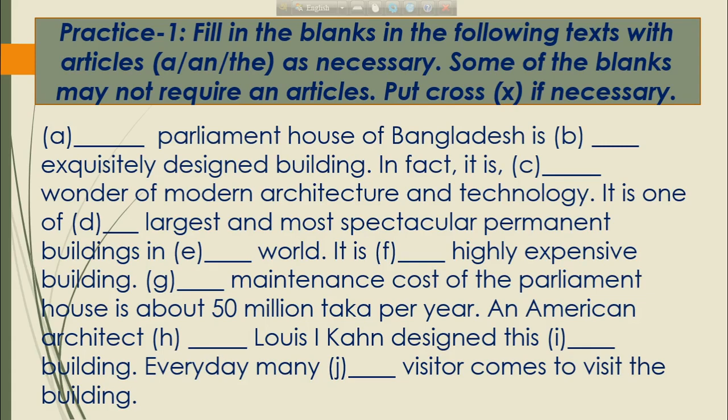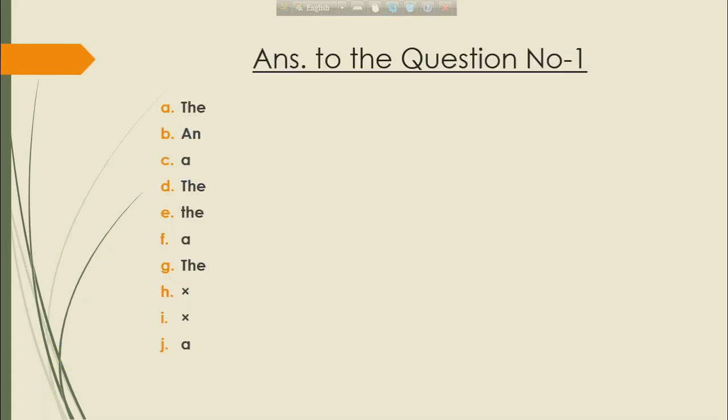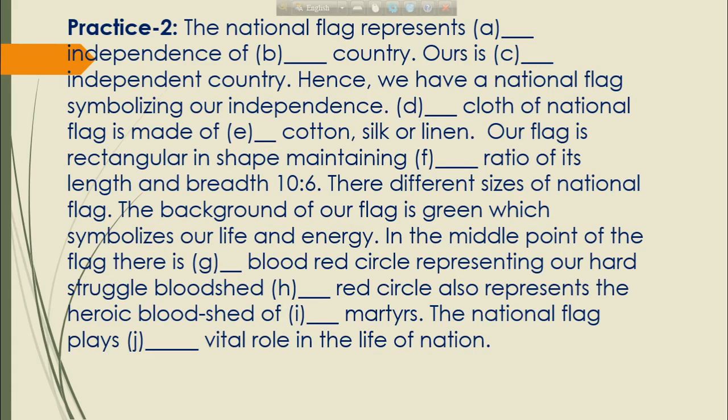Now I am showing you how to write down the answers. At first, you have to write down the number of the question, like this: answer to the question number 1. After that, you have to write down the answers vertically.